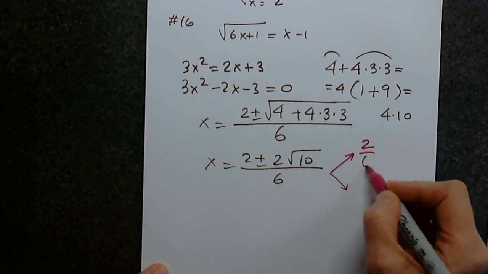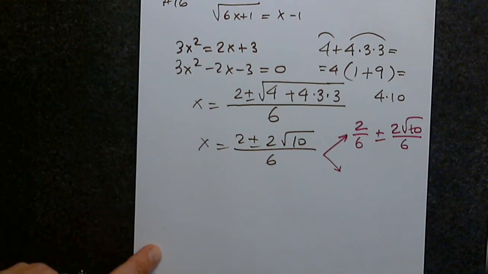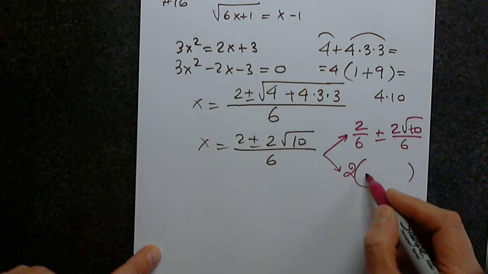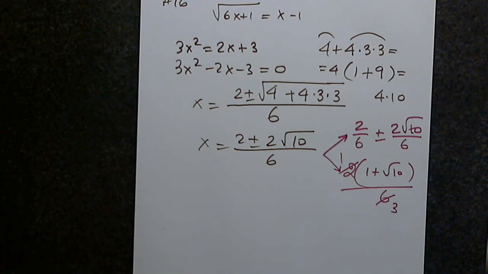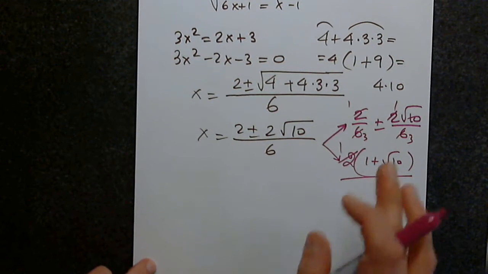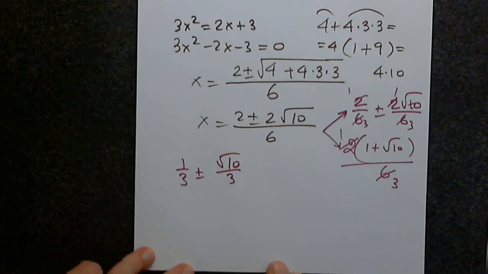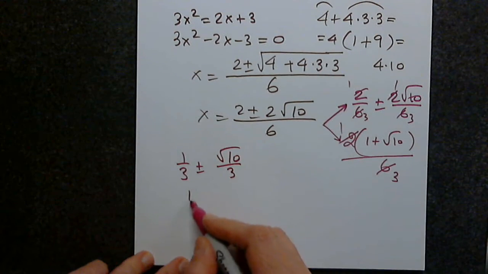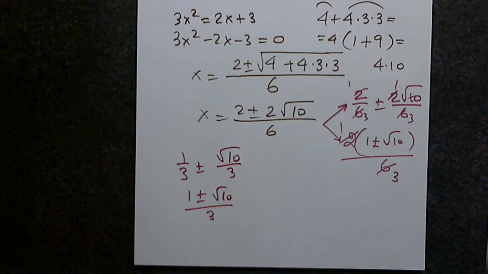You either write 2 over 6 plus or minus 2 the square root of 10 over 6, and you simplify each fraction by itself, or you factor out a 2, you get 1 plus the square root of 10 divided by 6, and you simplify by 2 again. So you will get the same answer, written two different ways. The first way will be 1/3 plus or minus the square root of 10 over 3, which is acceptable. And the second one is also acceptable, 1 plus or minus the square root of 10 divided by 3. But you have to continue. It's not fully simplified with the 2 plus or minus 2 the square root of 10 and 6 in the denominator.